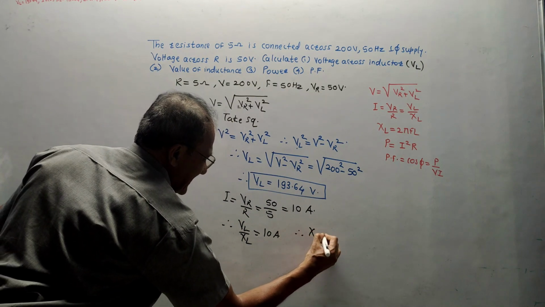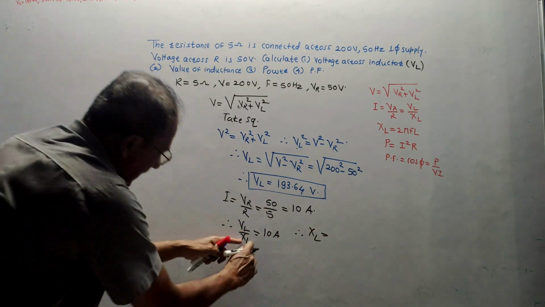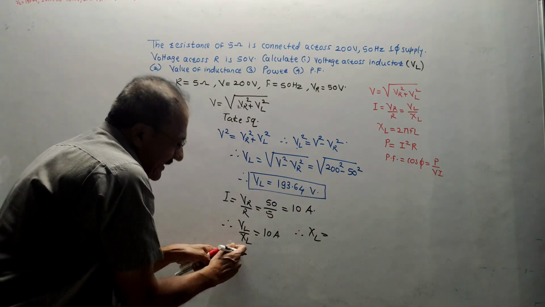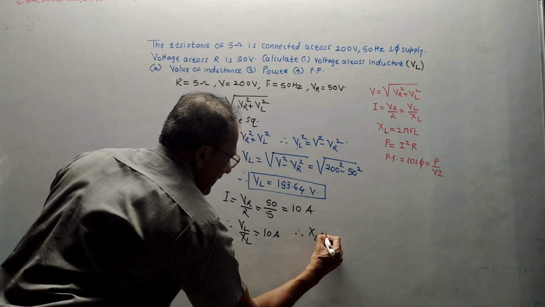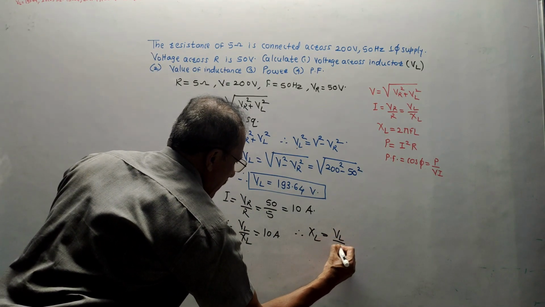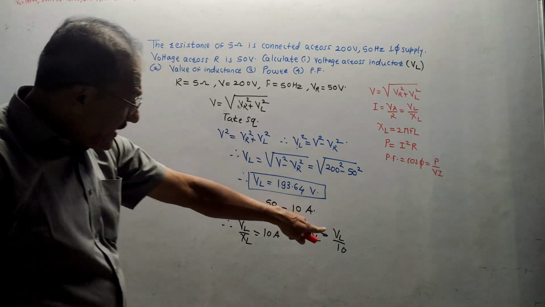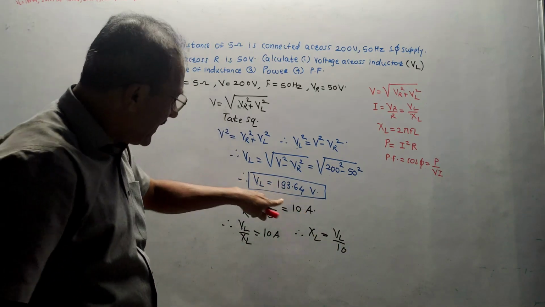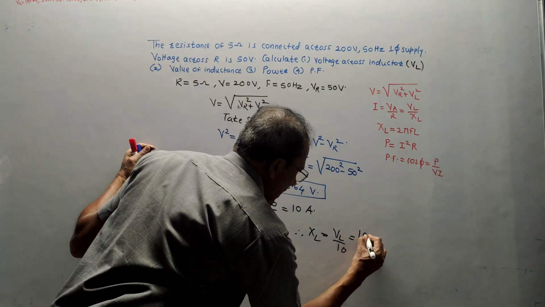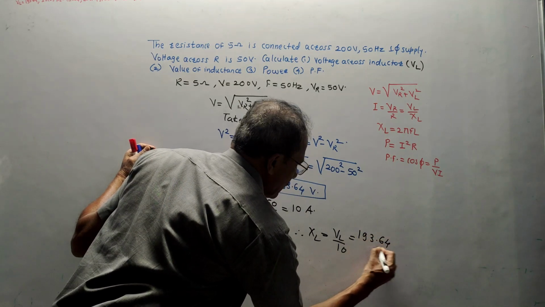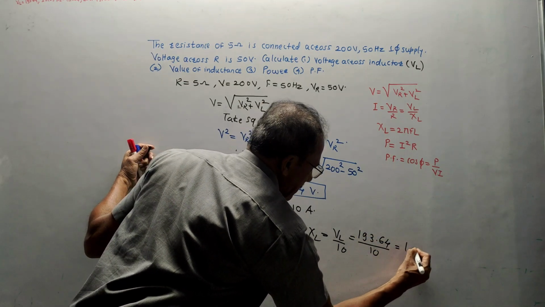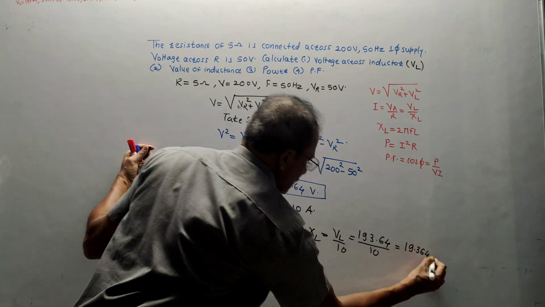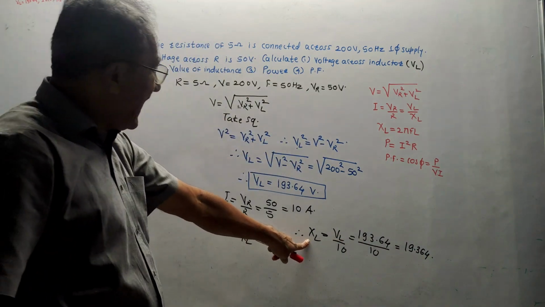Therefore, I am just rearranging the terms. I will transfer XL over here, 10 at the LHS. So XL can be written as VL upon 10. VL is the voltage across the inductor, which we already calculated. So it is 193.64 upon 10, which is 19.364. This is the value of XL.